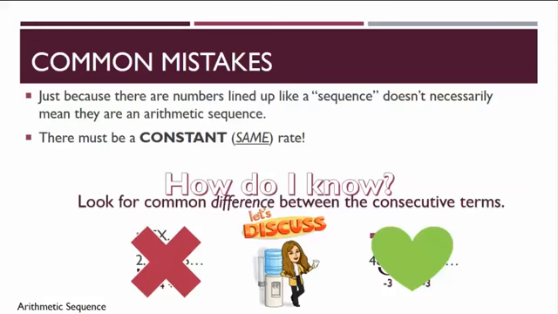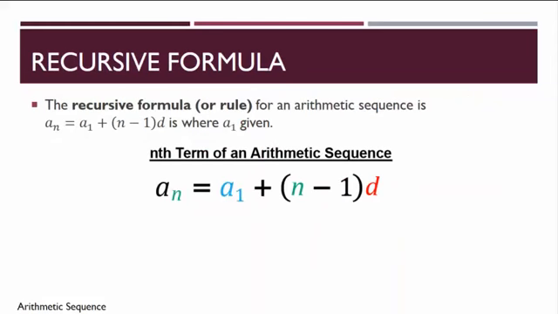Moving on to the recursive formula. This is a formula for the arithmetic sequence to be able to find whatever term they want us to find. So let's say, for example, they only give us 5 terms and they want to know the 1,000,000th term.